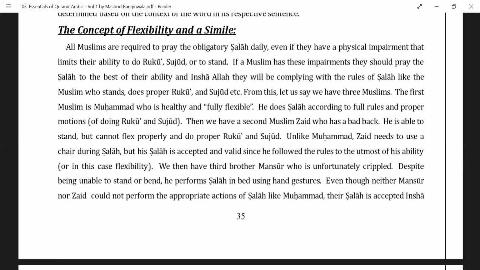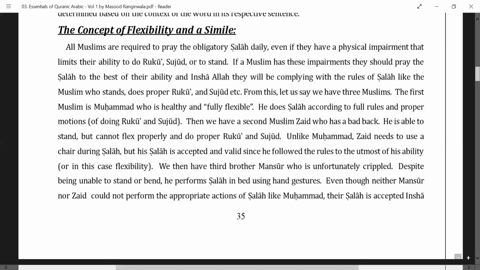and their salah will also be valid. Okay, so from this there is an example given of three Muslims. The first Muslim is Muhammad, who is healthy and fully flexible. He does salah according to all the full rules, which is proper standing, full ruku, full sujud. The second Muslim, Zaid, has a bad back. He is able to stand, but he cannot flex properly. He cannot do proper ruku and sujud. Unlike Muhammad, who is fully flexible, Zaid needs to use a chair. His salah is accepted, it's valid, because he followed up to his ability. How much he was flexible, that much he did.